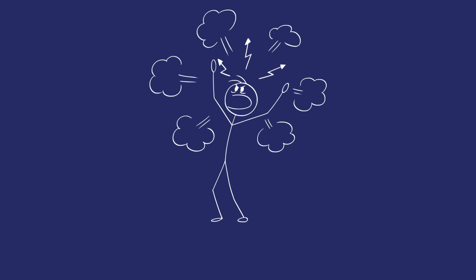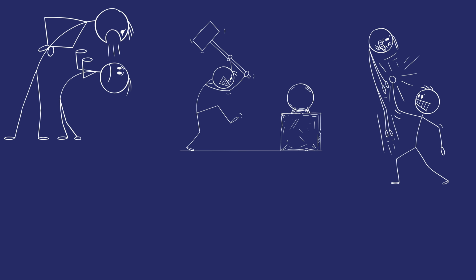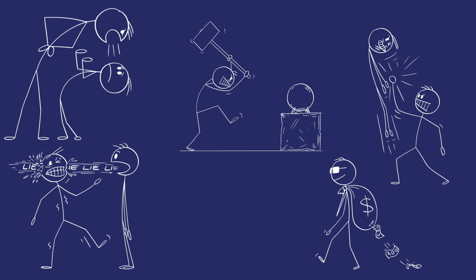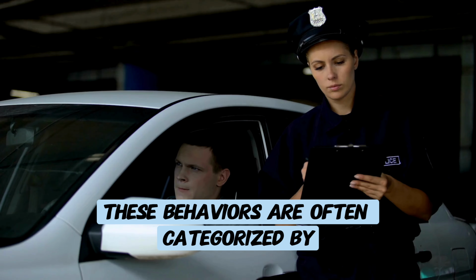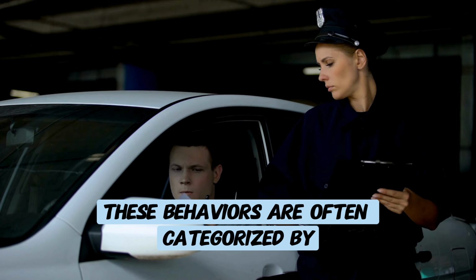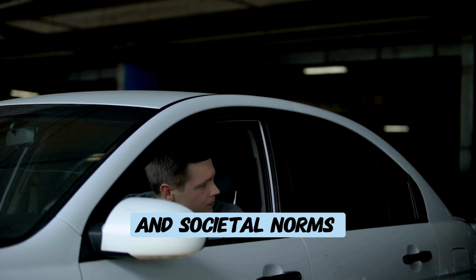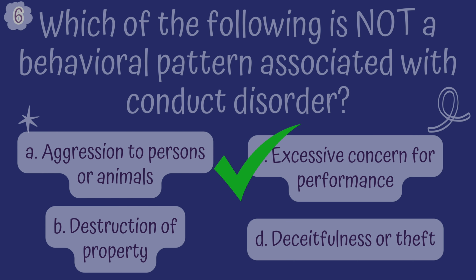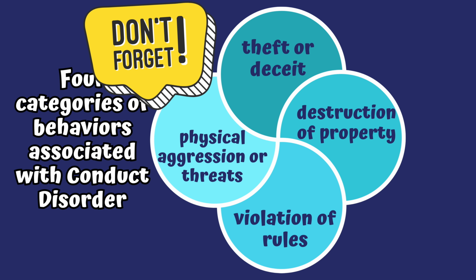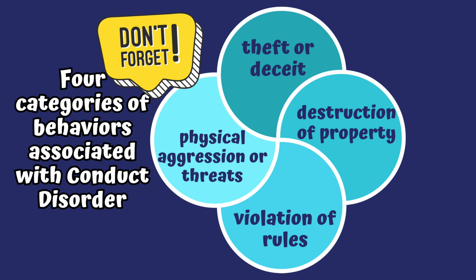In conduct disorder, individuals typically exhibit behaviors such as aggression to persons or animals, destruction of property, deceitfulness or theft, and multiple violations of rules. These behaviors are often characterized by a disregard for the rights of others and societal norms. However, excessive concern for performance is not typically a characteristic of conduct disorder.